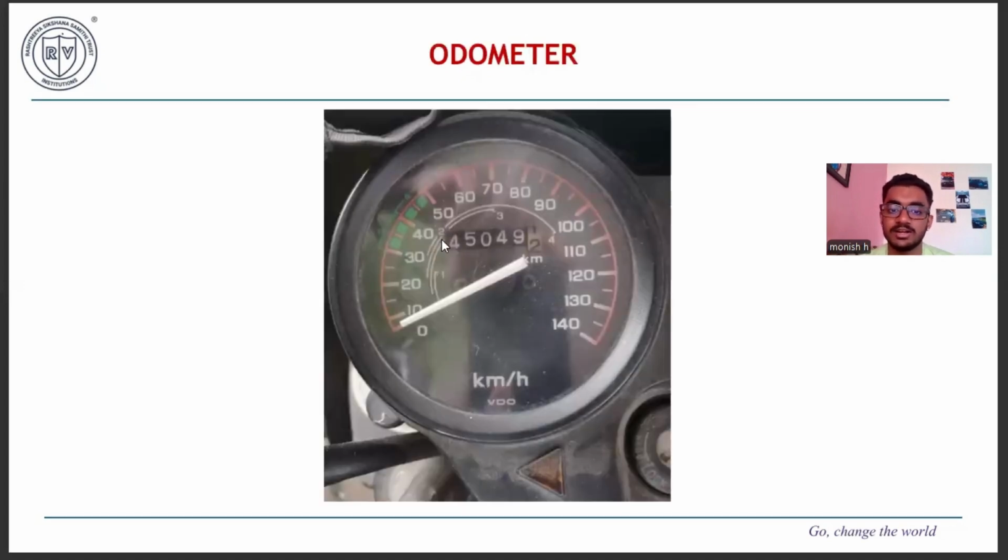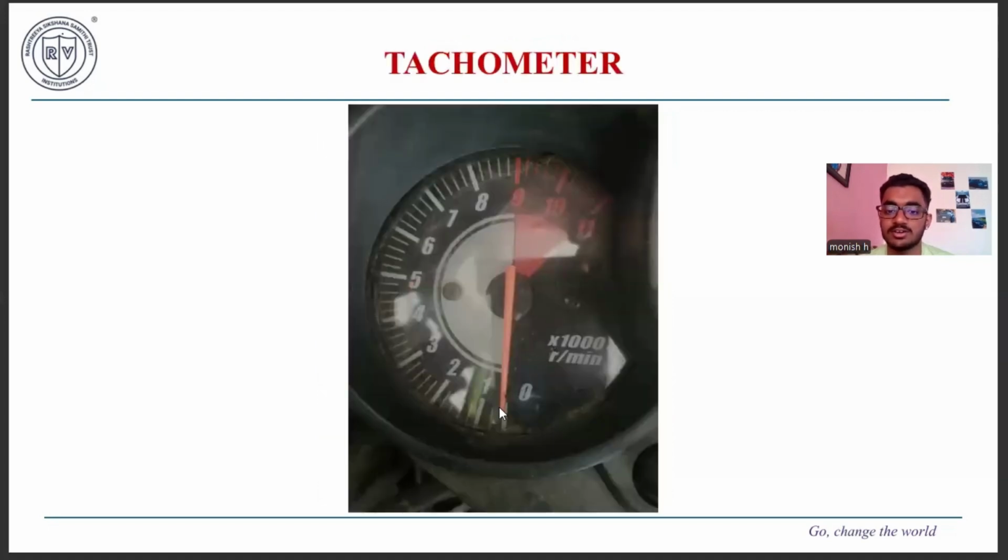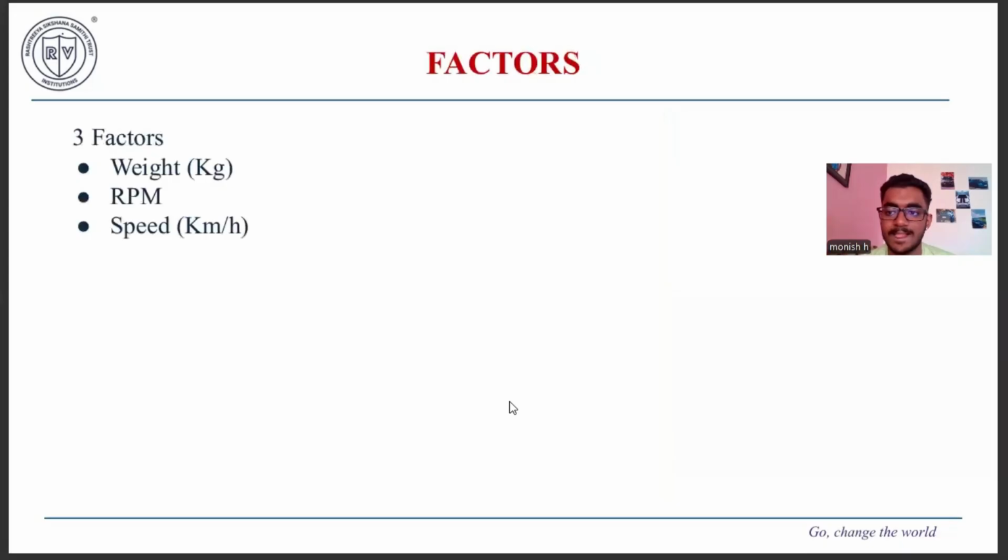This is the odometer reading where we record the odometer, in the sense how much distance has the bike traveled in 100 ml of fuel. Therefore, from this we can get to know how much distance it has traveled. This is the tachometer. At what RPM is the engine running?